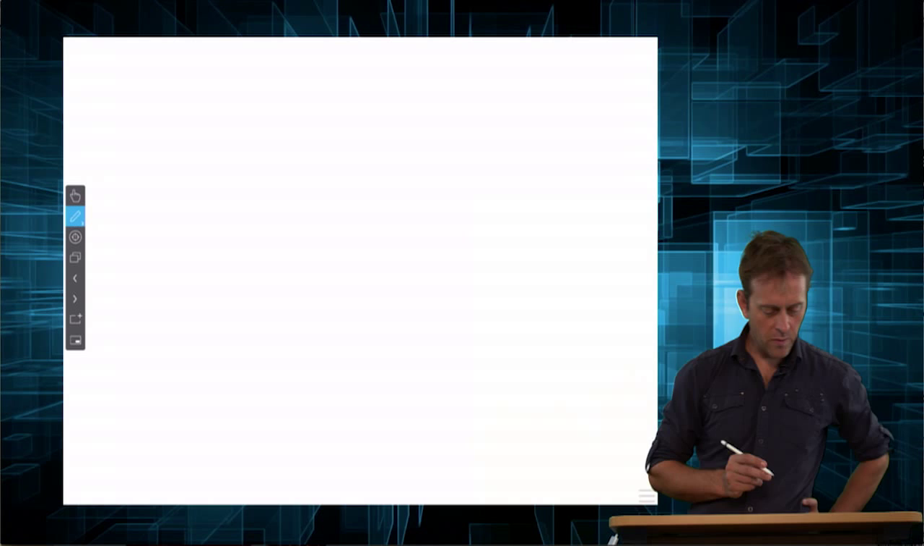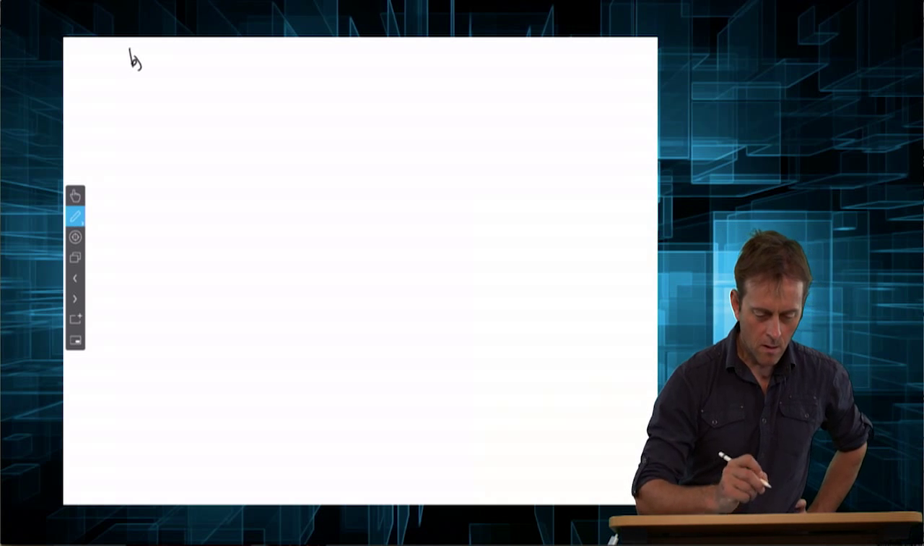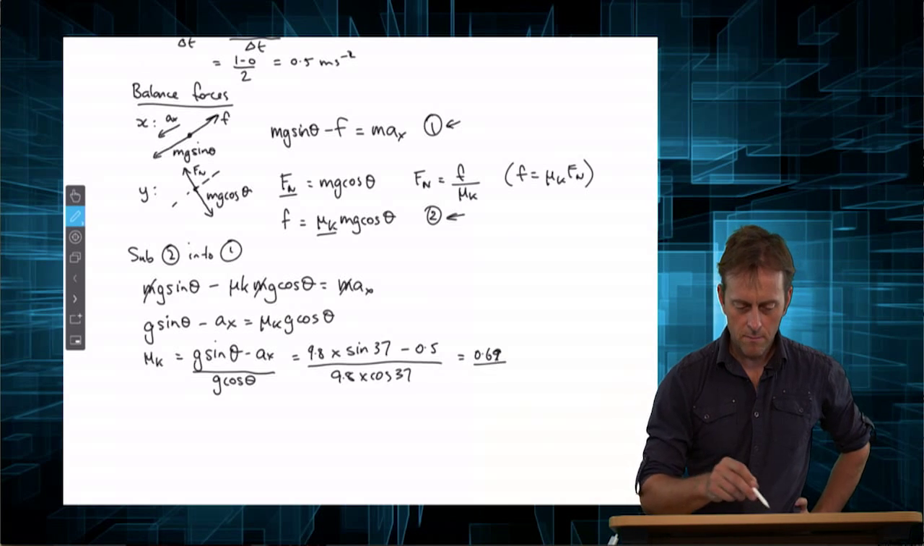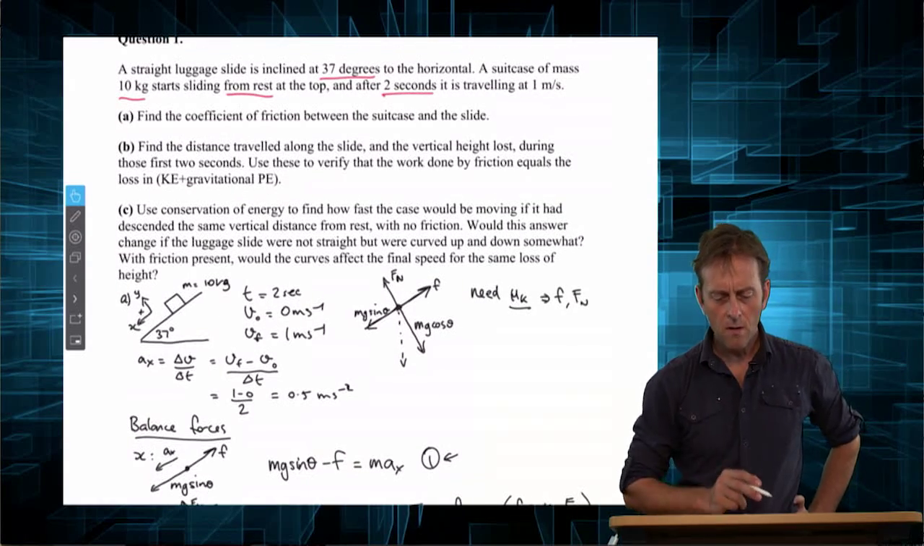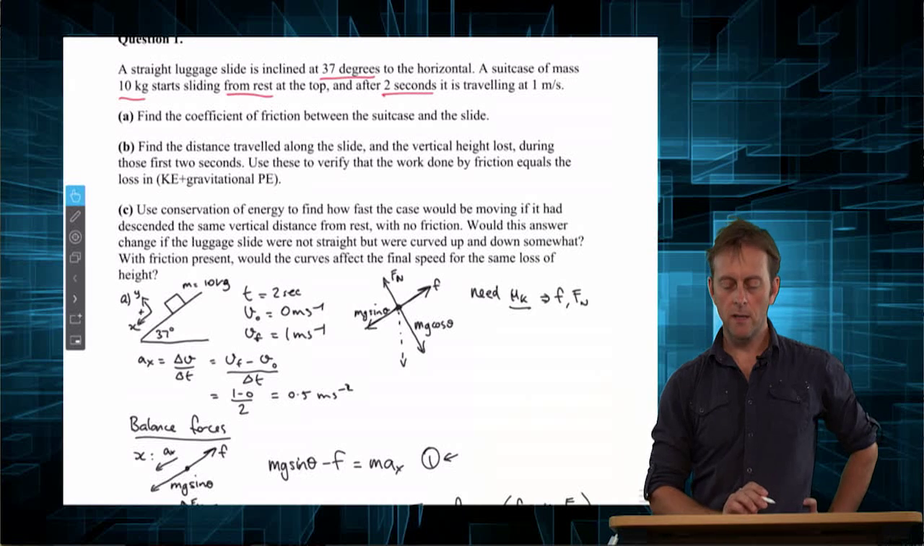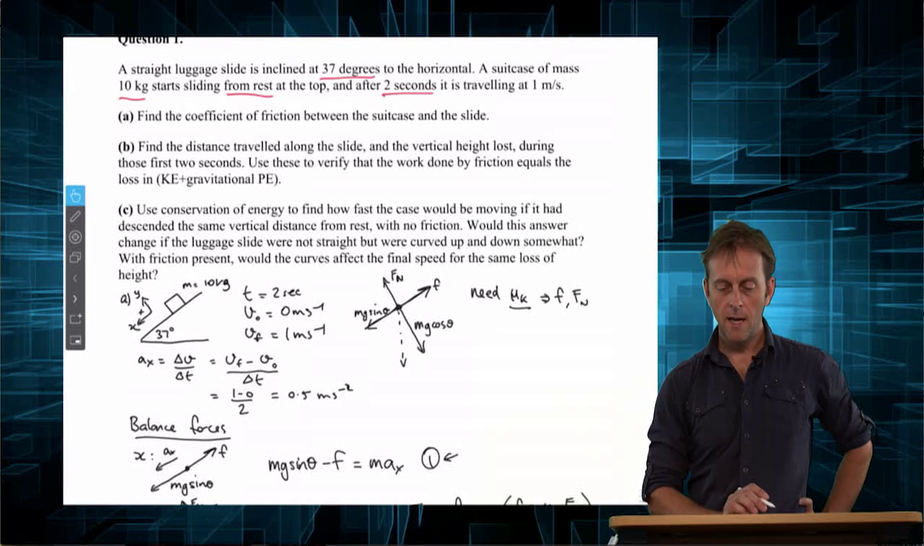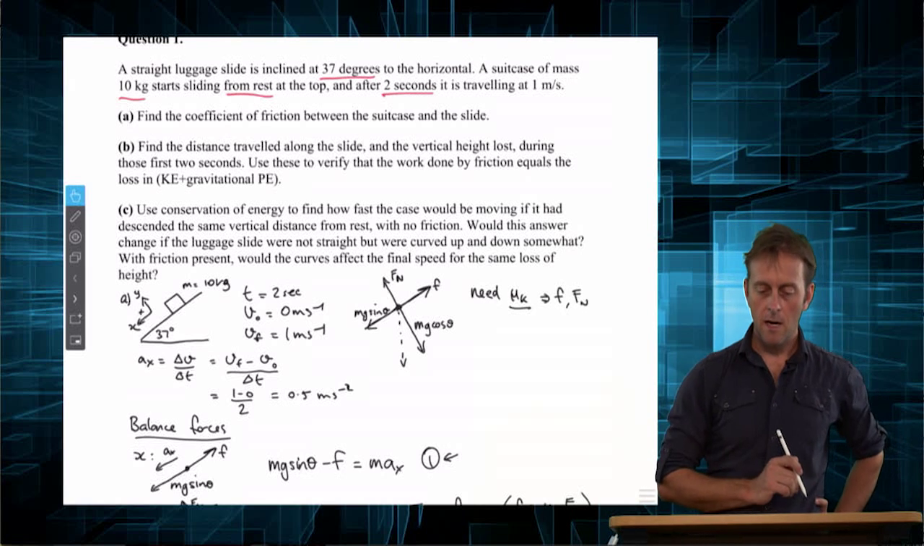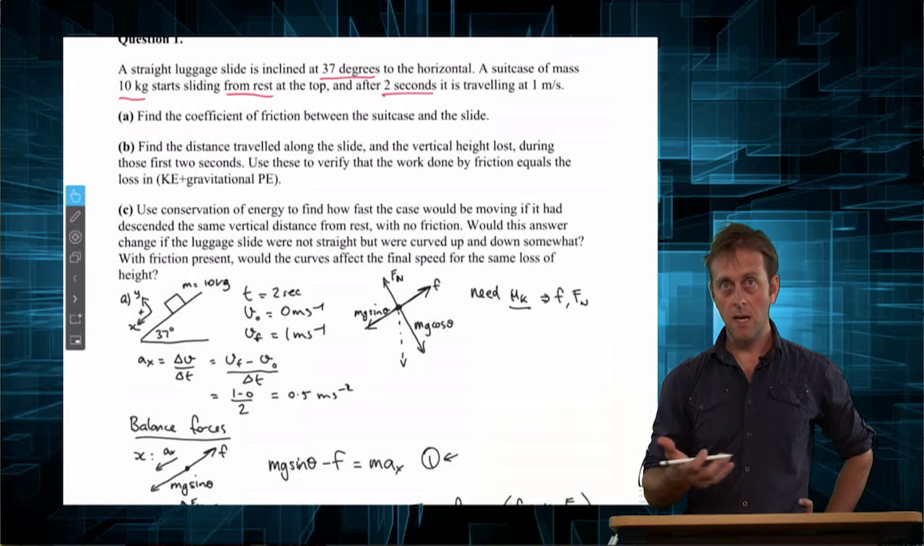And look at the second part of the question, B, which I'll just remind you is find the distance travelled along the slide, the vertical height lost during the first 2 seconds, and use those to verify the work done by friction equals the loss in kinetic energy plus potential energy, so the loss in mechanical energy.